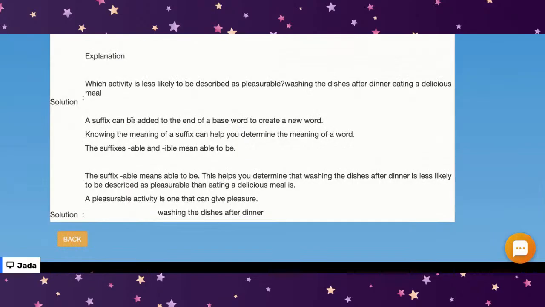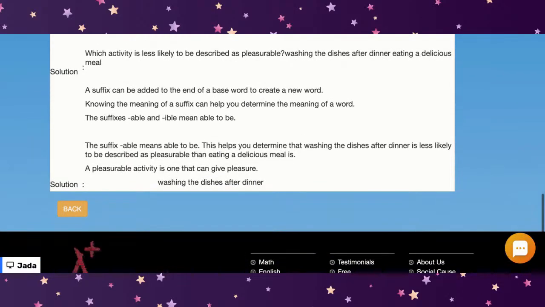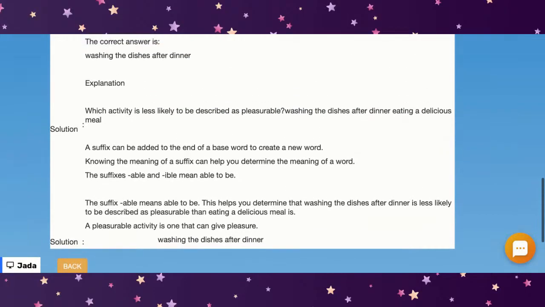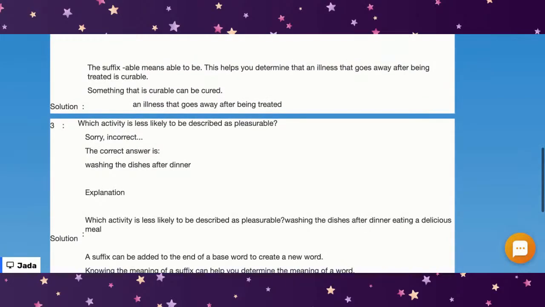Okay, so we know what suffixes are. Now, knowing the meaning of a suffix will help you get the meaning of the word. Of course, we know that. Now, the suffixes able and ible mean able to be, okay? Able to be, able to do something. If you're able, that means you can do something. So when you're able to do something, that is what able means.